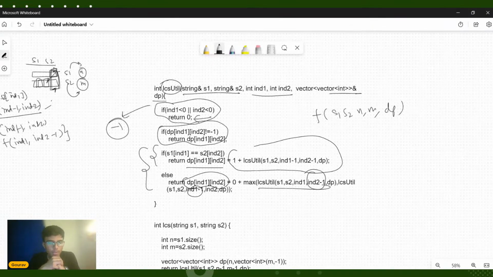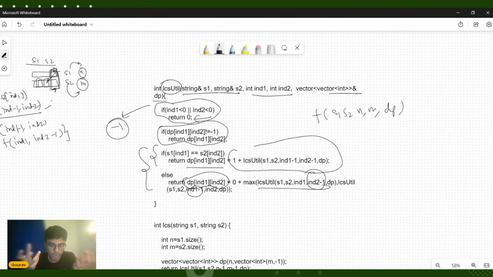I would request all of you to kindly revise the tabulation approach for this problem. Also learn how to print the longest common subsequence, and at the same time learn about the longest common substring as well. So these are given to you as your homework. Definitely try to look up this problem and solve this question on the GFG platform.